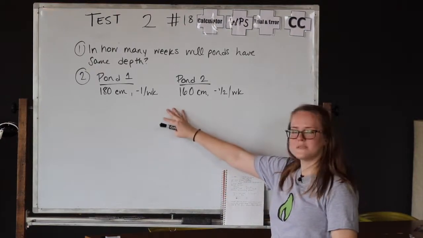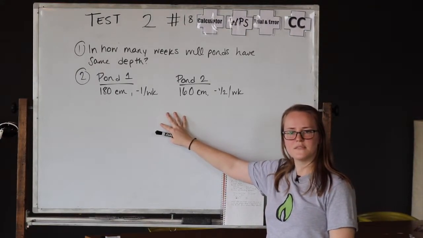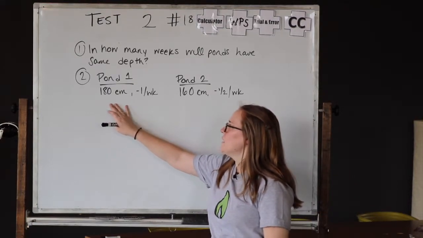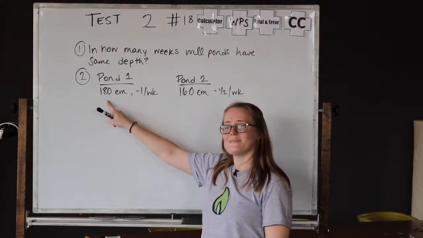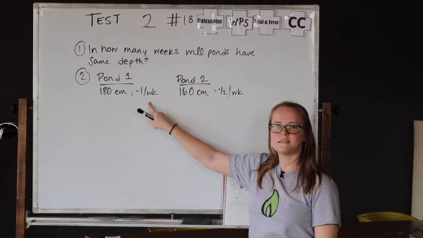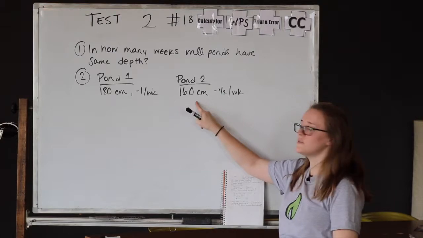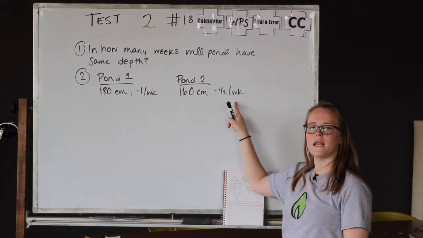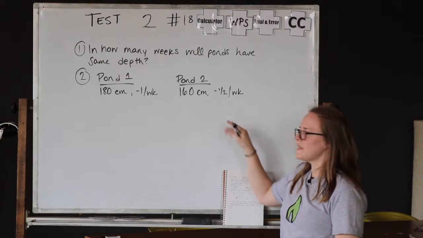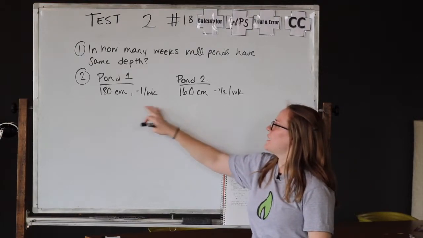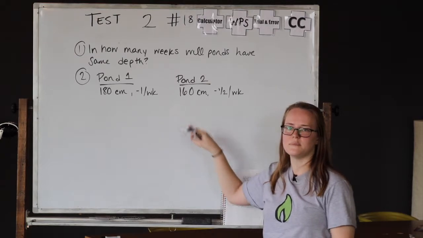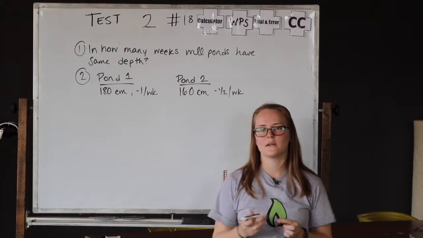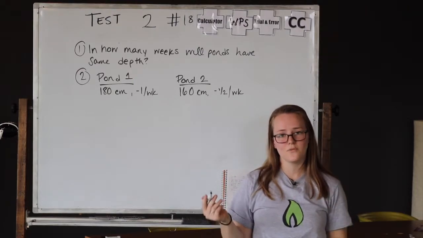Now we're going to read through one sentence at a time again to find out what information we already have. So at pond 1, we know it's right now 180 centimeters deep and it's losing 1 centimeter per week. Pond 2 is 160 centimeters deep to start, and it's losing 1/2 centimeter per week. So that's the information we have, and we want to know in how many weeks these are going to be the same depth. We can solve that by putting these two equations equal to one another and solving for x, which is going to be the number of weeks.